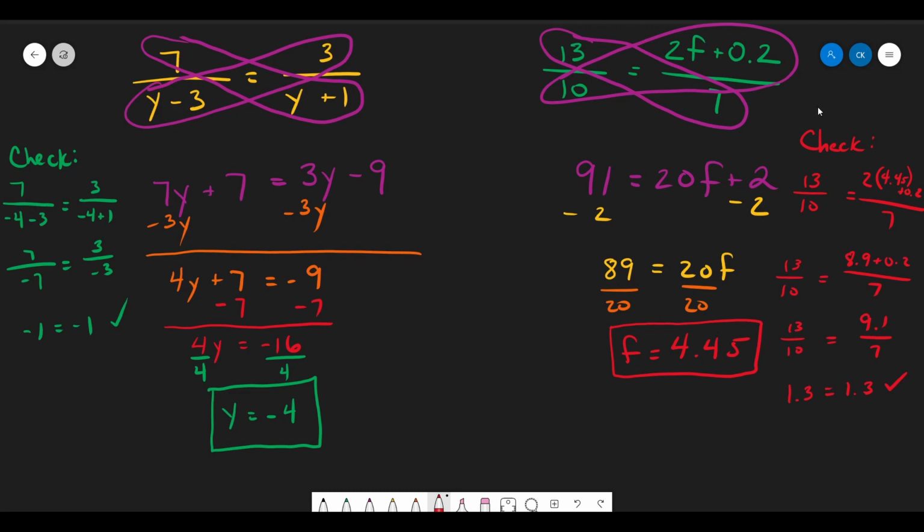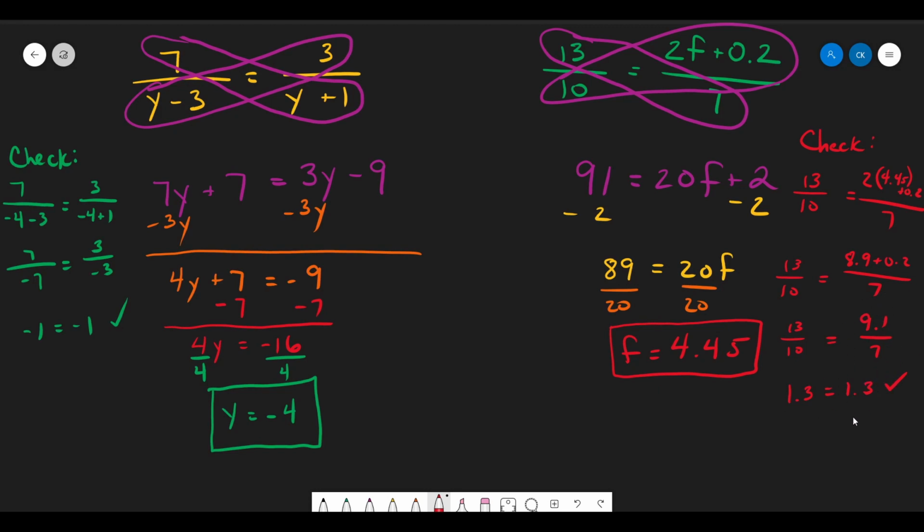I plug in the 4.45 here. 2 times 4.45 is 8.9. 8.9 plus 0.2 is 9.1. Now here, there's no real way that I could have checked that these two fractions are equivalent, because I can't really break this down. So all I did was I said, all right, well, what is 13 divided by 10 as a decimal? That's 1.3. What is 9.1 divided by 7?